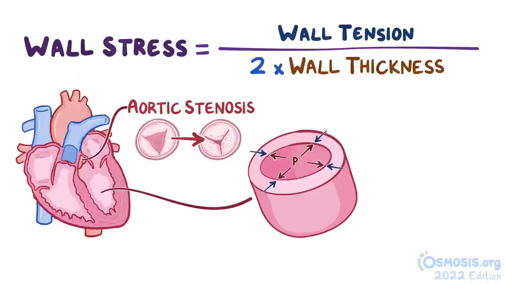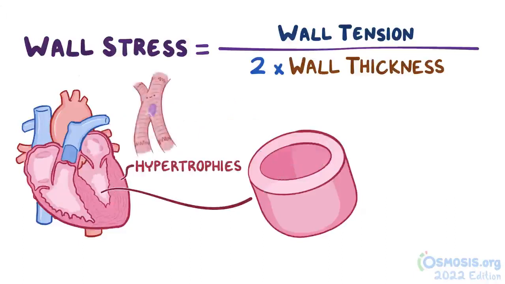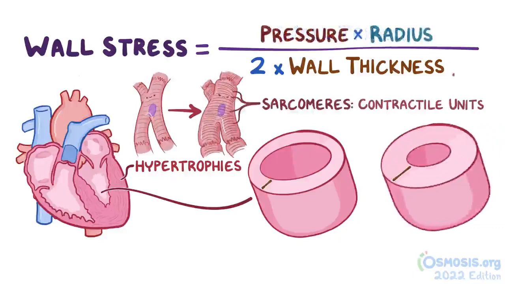Now, in order to push more blood out, the left ventricle hypertrophies, meaning the cardiac cells grow thicker by adding more sarcomeres, the contractile units of cardiac cells. As a result, there's an increase in the wall thickness and a decrease in the radius of the chamber, and according to our equation, both will reduce wall stress. Thanks to this, the heart is less likely to tear open when under pressure.